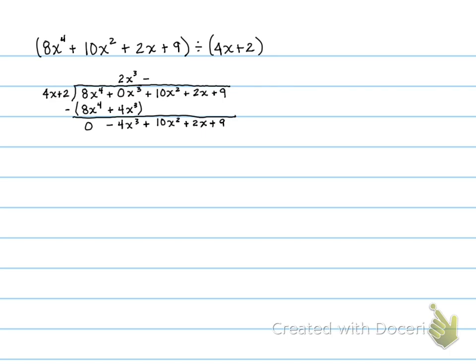How many more factors of x do I need? 2. So negative x squared. Negative x squared times 4x gives me negative 4x to the 3rd, and then negative x squared times 2 gives me negative 2x squared. We're subtracting that whole thing. So Ben, this is where you'll subtract a negative.